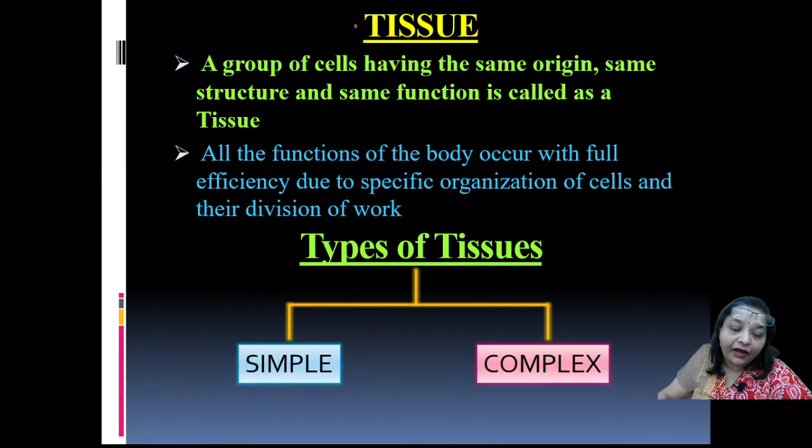Let us start. Now, tissue is actually a group of cells having the same origin, same structure, and performing the same function. All the functions of the body occur with full efficiency due to the specific organization of cells and their division of work. Okay, we call that division of labor, right? Now, there are different types of tissues, but basically the tissues are of only 2 types. One is the simple tissue, the other one is the complex tissue. Simple tissues are made up of only 1 type of cells, whereas complex tissues are made up of more than 1 type of cells, right?